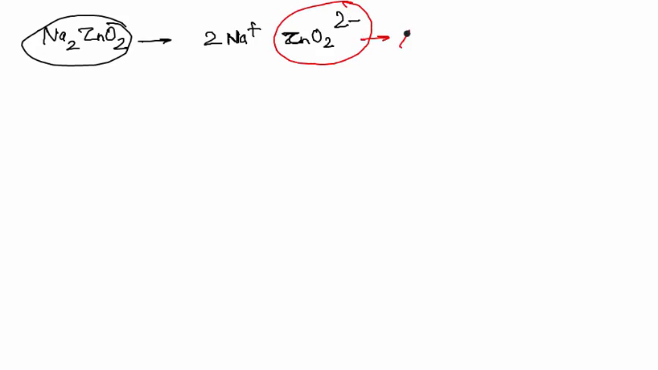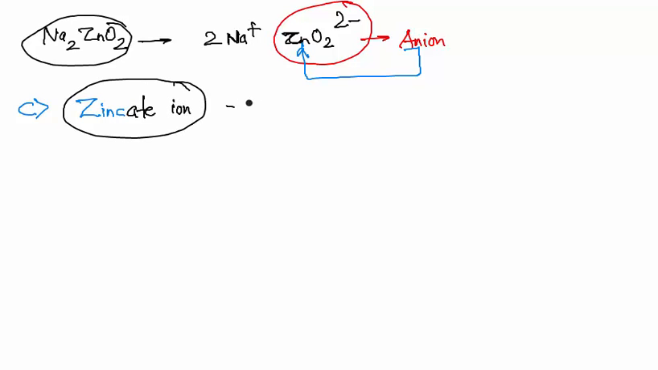This ZnO2 2 minus is your anion, and this anion contains zinc. So the answer of the C part is the zincate ion, that is ZnO2 2 minus. I hope you understand this particular concept.